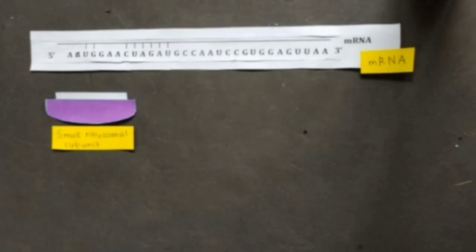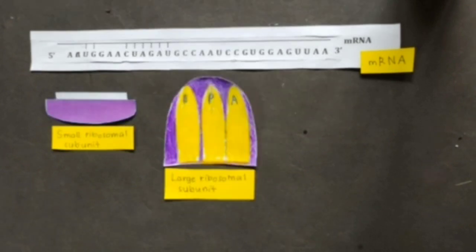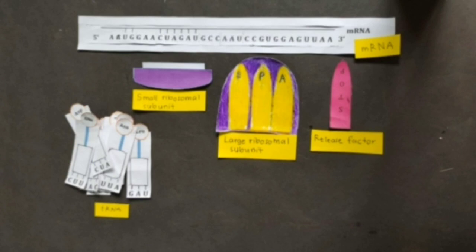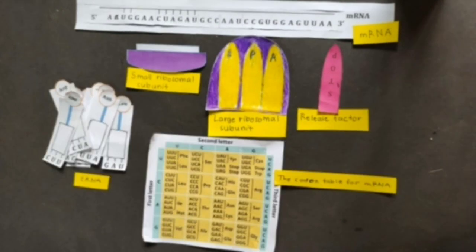We have mRNA. Second, we have small ribosomal subunit. And then we have large ribosomal subunit. We have release factor. We also have tRNA. And the last one, we have the codon table for mRNA.